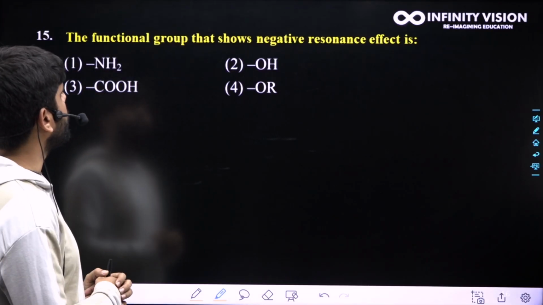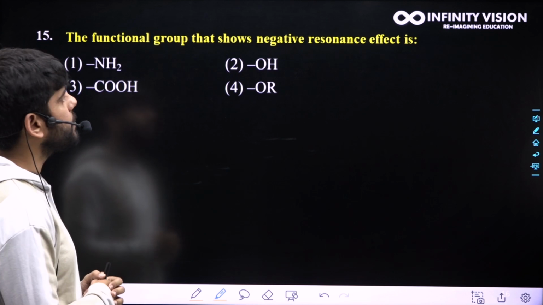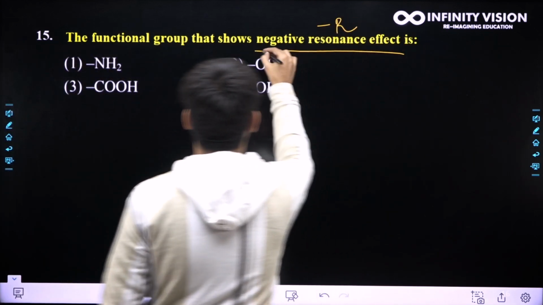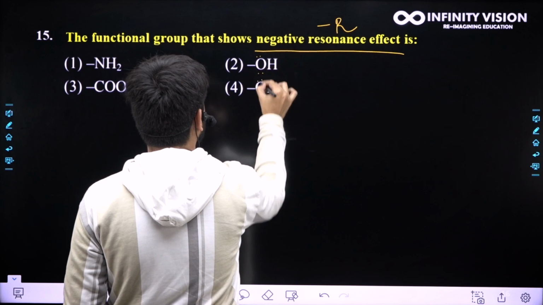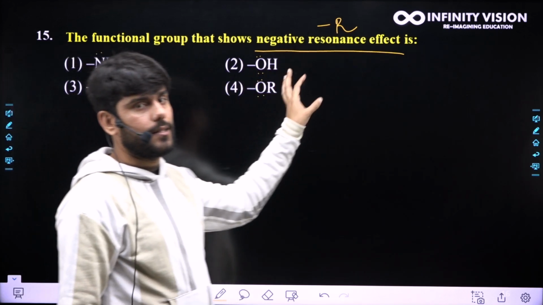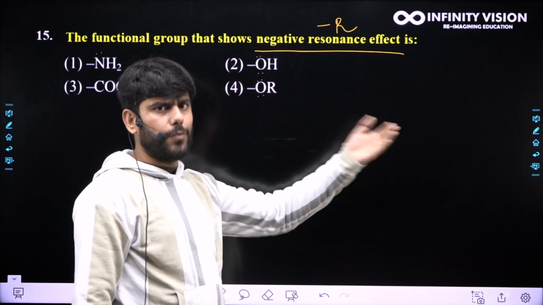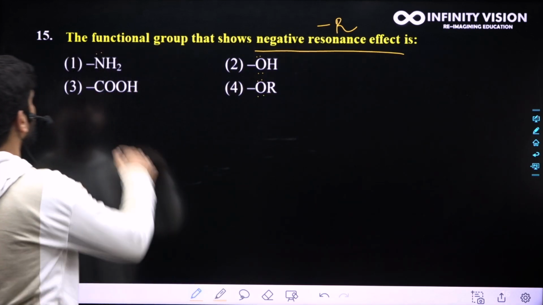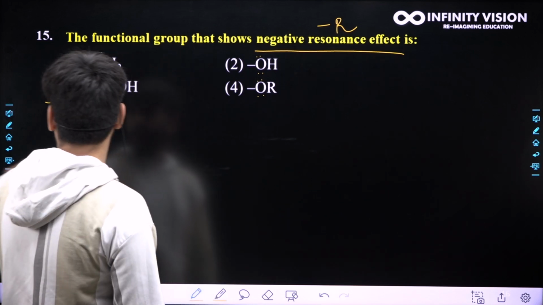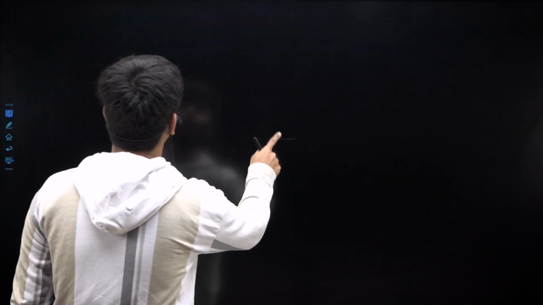The functional group that shows negative resonance effect, that is minus R. Now here we have the lone pair of electrons, here we have the lone pair of electrons, here we have the lone pair of electrons. All are plus R groups or plus M groups, but COH is minus R group, right? Simple question. Let us move to the next question.